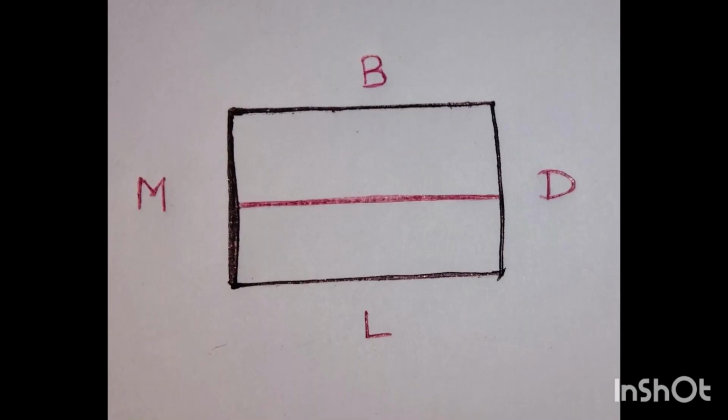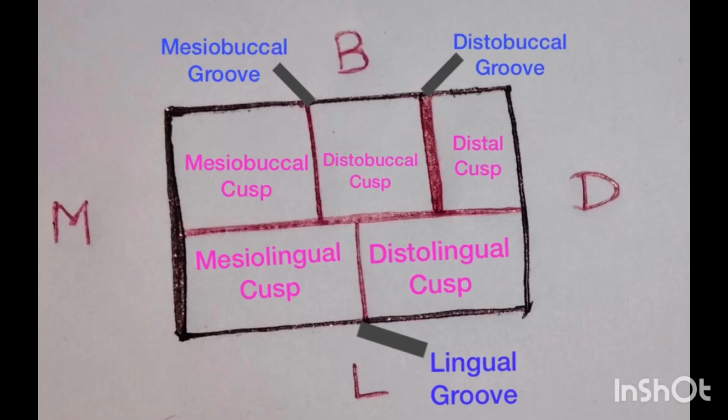Draw a central line which represents the central developmental groove from mesial to distal side to divide the occlusal surface into buccal and lingual sides. On the buccal half, there are two developmental grooves: the mesiobuccal developmental groove, which separates the mesiobuccal cusp and distobuccal cusp, and the distobuccal developmental groove, which separates the distobuccal cusp and the distal cusp. On the lingual side, there is the lingual developmental groove which separates the mesiolingual cusp and the distolingual cusp. These grooves are represented as lines.